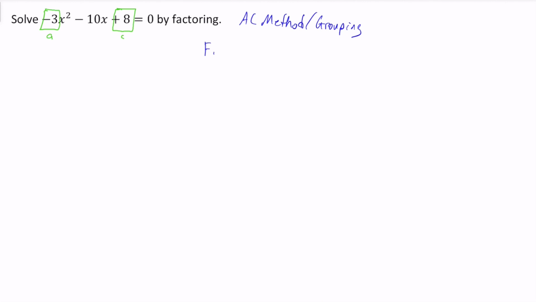And we want to find the factor pair, the factors of A times C, which is negative 24. We want to find the specific factor pair that when you add them together, the sum of those factors gives us B, the middle term, which is negative 10. Now, because AC is negative, we know that our factor pairs will be one term positive and one term negative. But let's just consider the factors of 24.